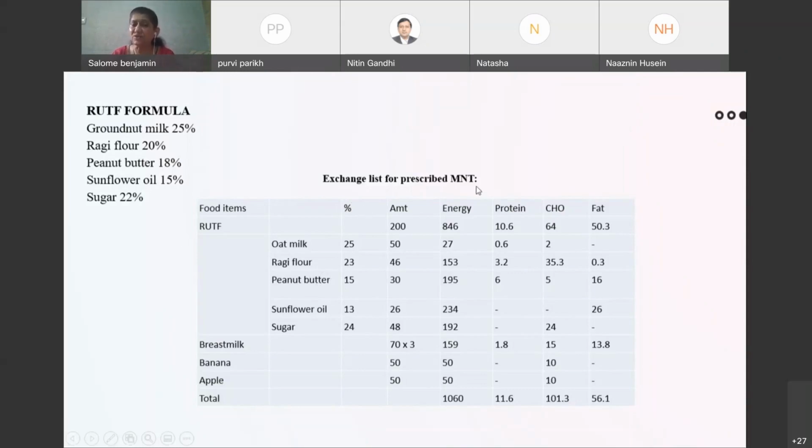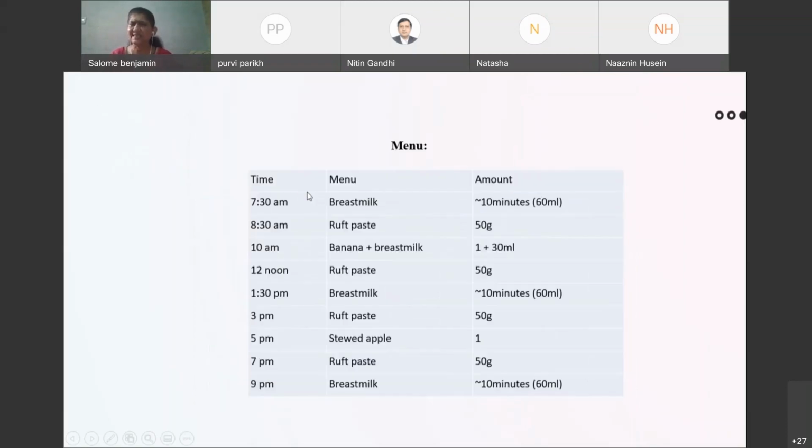But this is RUTF prepared for a cow's milk allergy patient, without milk, using oat milk. So you have to prepare your own, or tell the child's mother to prepare it for cow's milk protein allergy. This is another subject we'll see in detail sometime.